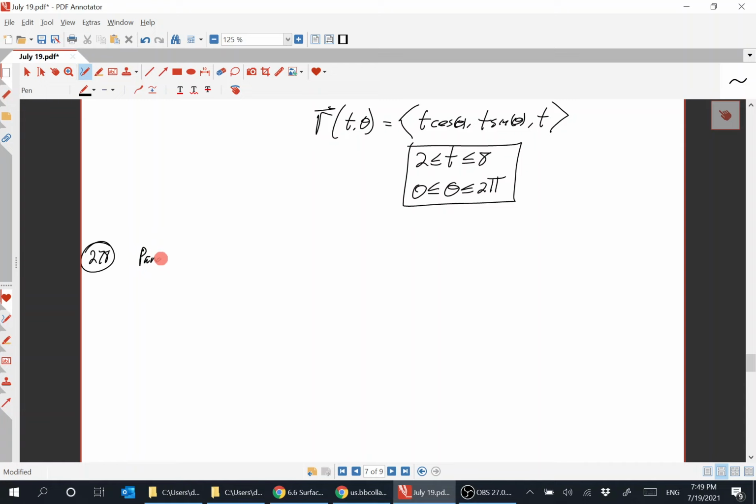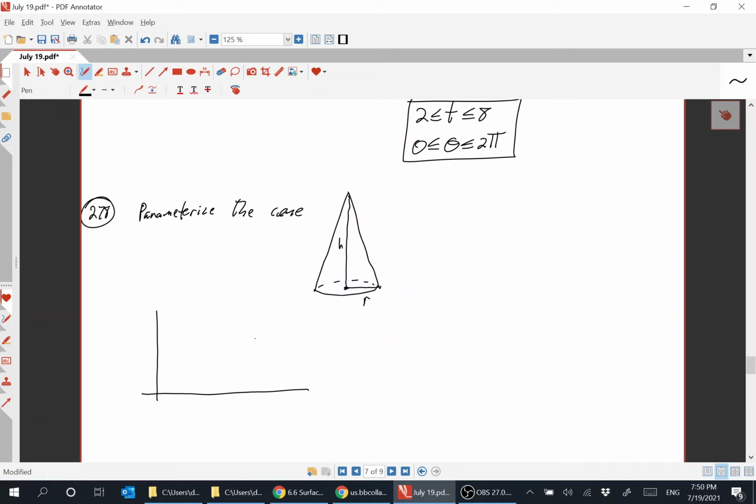So parameterize the cone obtained, well, this cone. So the base radius here is r, and the height here is h. Well, of course, this can be done. You can do it similar to what we did in the last problem, but here I think the rotational scheme is definitely a little easier.